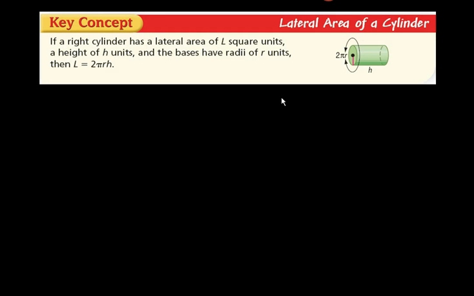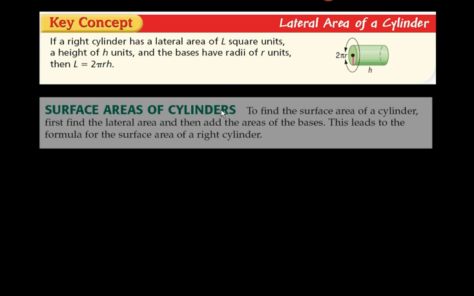Lateral area of a cylinder. If the right cylinder has lateral area of L square units, a height of H units, and the bases have a radius of R units, then the lateral surface area L is 2 pi rh. We just take pretty much the circumference of the base, multiply it by the height of the cylinder.